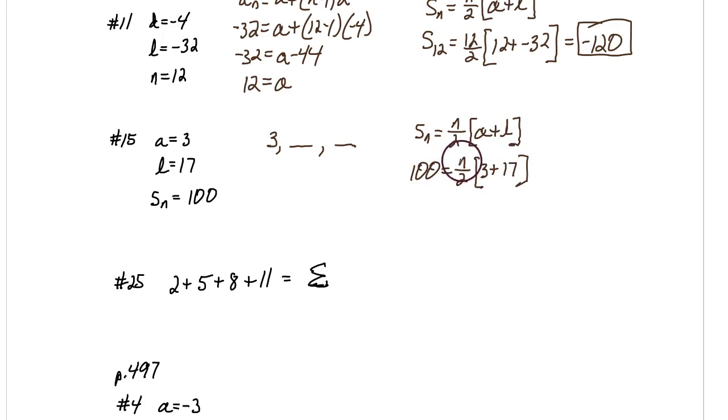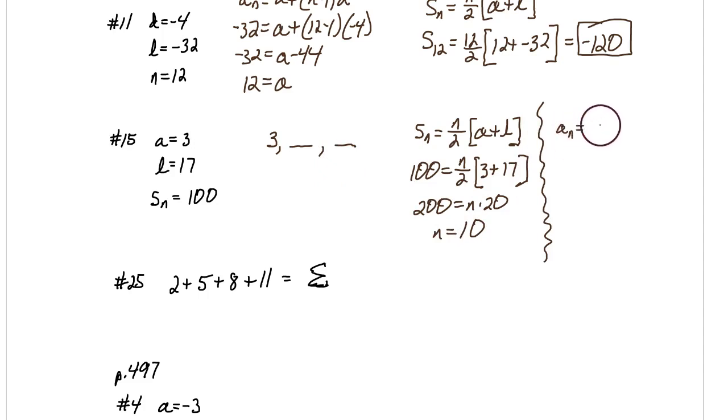Notice this will allow us to figure out an answer for n, which is how many numbers are in the sequence. Times 2 to both sides, we have 200 is equal to n times 20, and divide by 20, so n is equal to 10. Knowing there are 10 numbers in the sequence will help us to figure out what the second number and the third number are. Let's create a formula for the nth term.